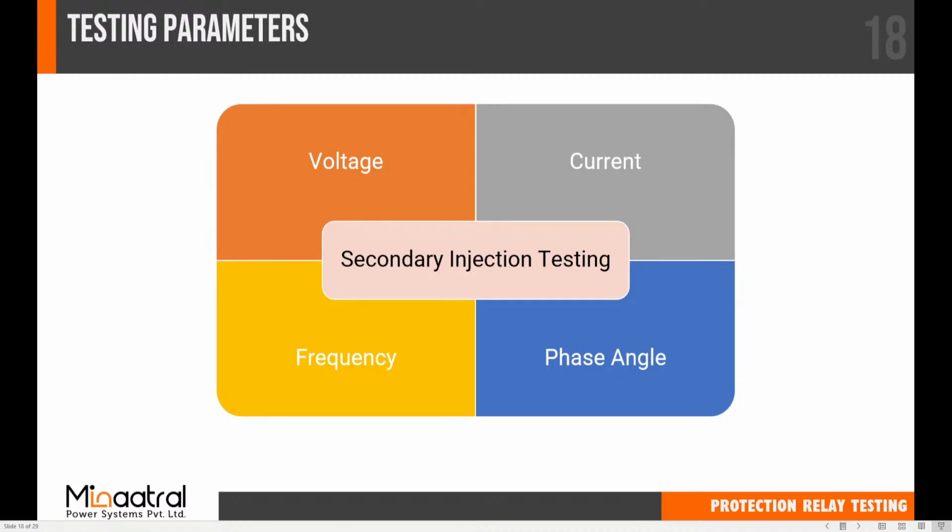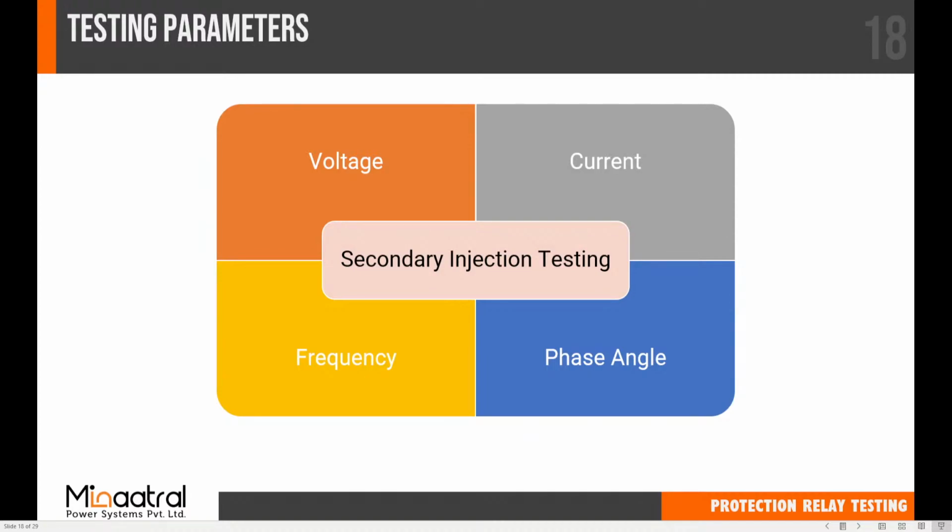So for example, if I have a test kit that could inject any voltage, any current at any frequency at any particular phase angle, then I can inject not only individual voltage, current, frequency, but I could also combine multiple parameters such as voltage and current to inject different inputs such as power. In case of voltage and current, I can give power.